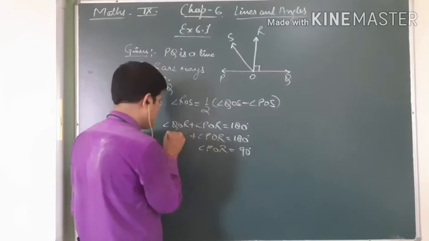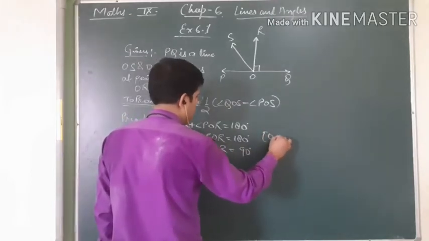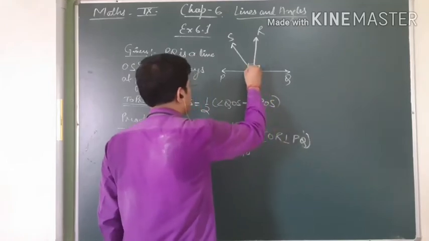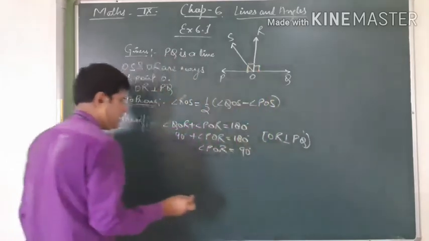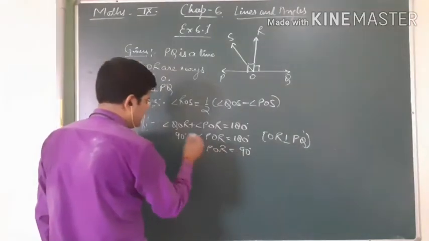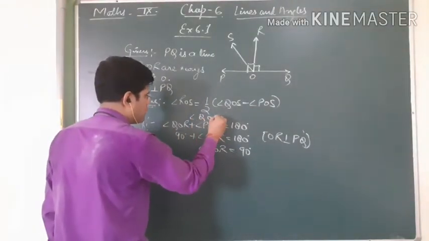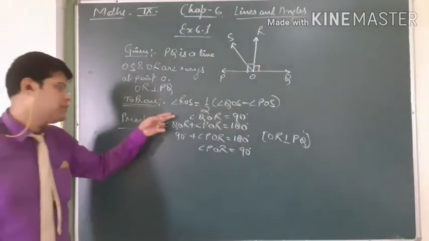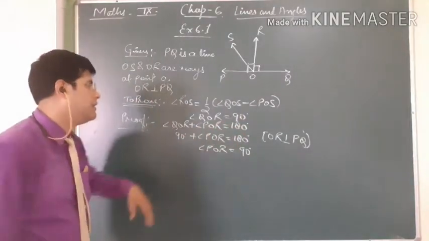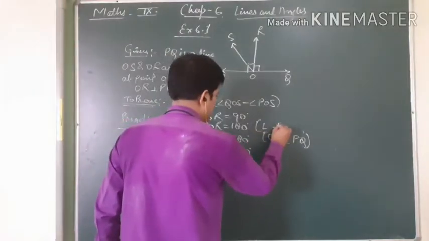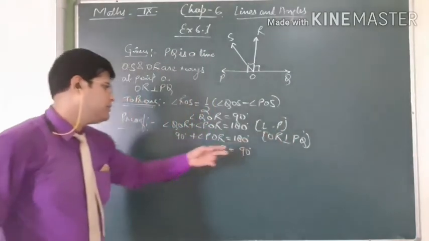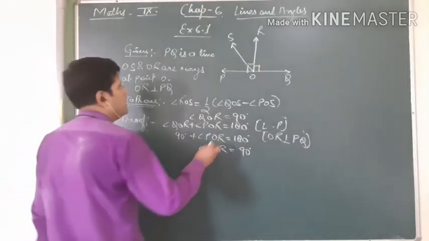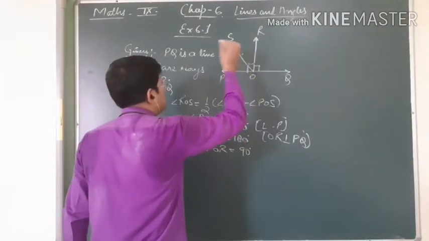Why do we take QOR as 90? Because OR is perpendicular to PQ. So this one is 90. So the remaining part will also be 90. Okay. Angle POR is 90 and angle QOR is 90. The sum of both angles is 180 by linear pair. By linear pair, one of them is 90. So we can say that the remaining part is also 90. Now, if we add these two parts, they become 90.